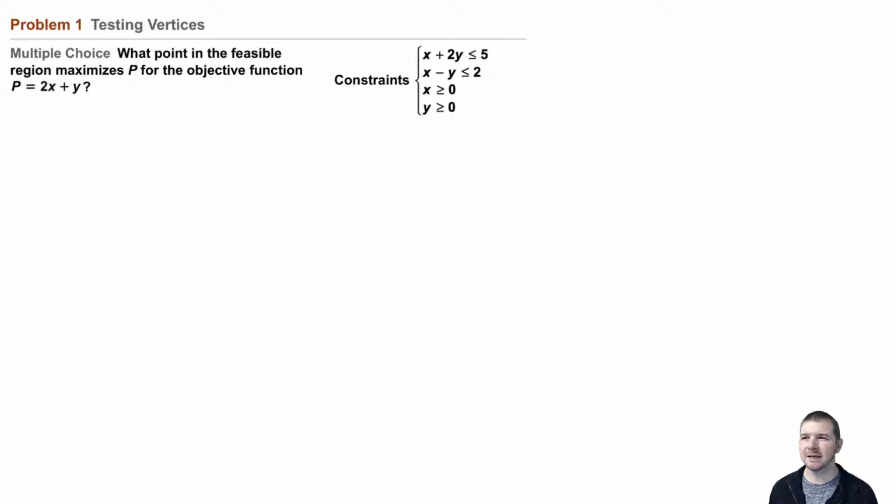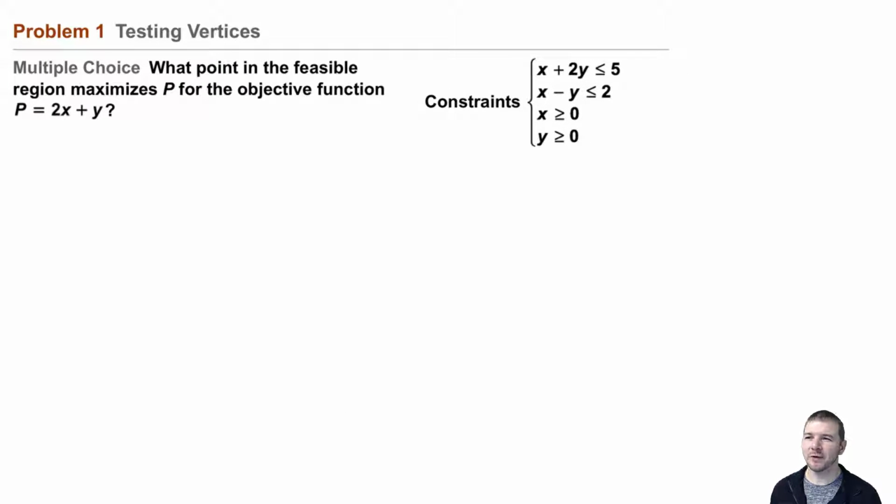Problem 1. Testing vertices. This one's multiple choice. What point in the feasible region maximizes P for the objective function P equals 2x plus y? Now take note of our constraints. x plus 2y is less than or equal to 5. x minus y is less than or equal to 2. x is greater than or equal to 0. And y is greater than or equal to 0. Our choices: A, the point (2, 0), B, the origin, C, (3, 1), and D, (0, 2.5).